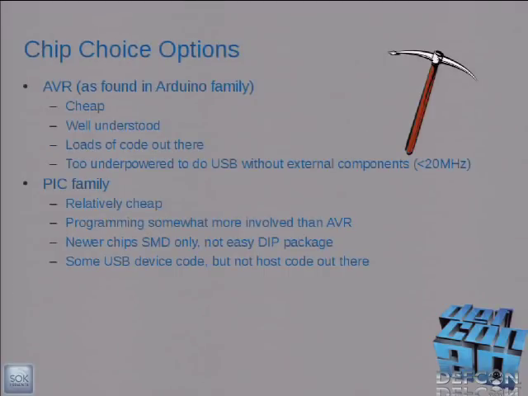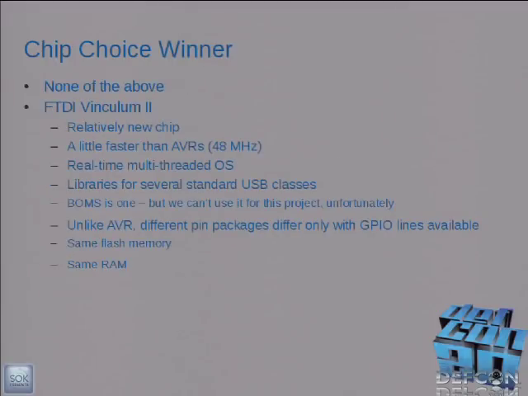Well, AVR is pretty popular. It's using the Arduino family. A lot of code out there. Unfortunately, doesn't do USB very well. Even the U series chips, you don't need the FTDI chip anymore, but they don't do mass storage. They will do HID stuff, but they don't do the mass storage stuff. Same thing is true with the PIC family. A lot of people like them. I like them. They're fine, but just not good for this purpose. So the winner is neither of those.